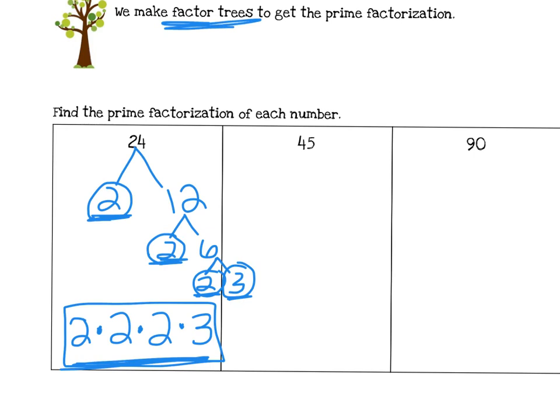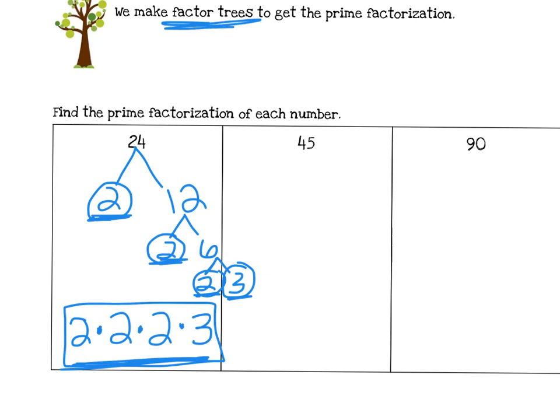So you can make your factor tree different from someone else, but you're still going to end up with the same prime factorization. Okay? You should always get the same prime factorization for your number. All right, let's go on. Do you see why we call it a factor tree? Yes. We have lots of branches.